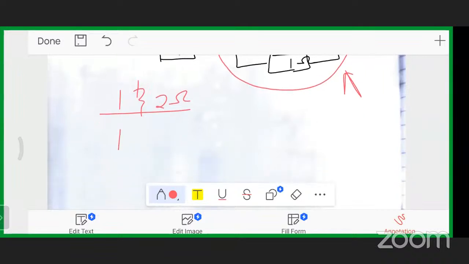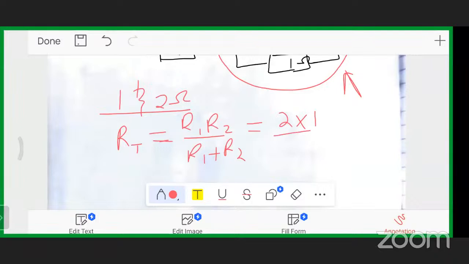So the R total for them, and only 2, you can use the product over sum rule. So R1 R2 over R1 plus R2. This will be 2 times 1 divided by 2 plus 1. What do you get? 2 over 3. So you get 2 over 3, which is 0.6667 ohms. That is combining these two.